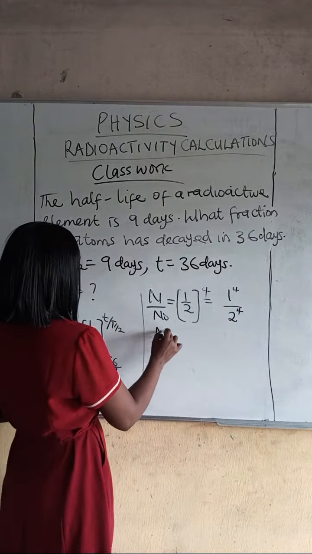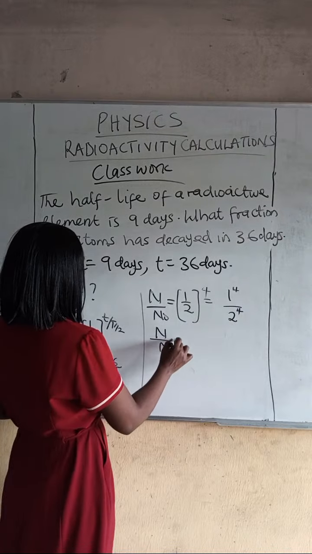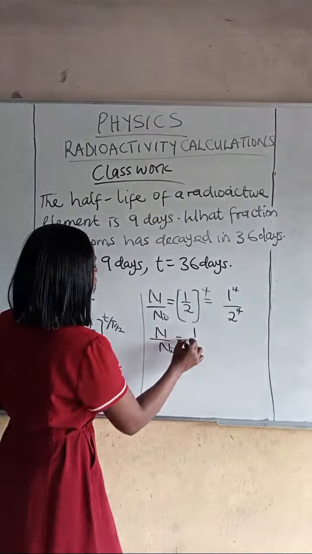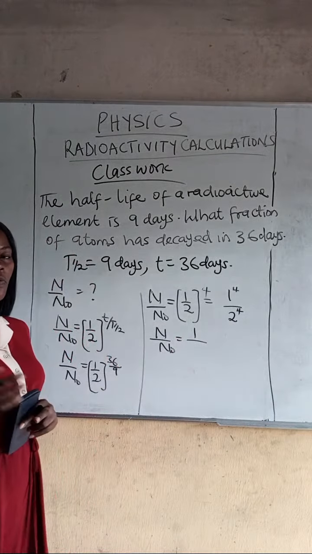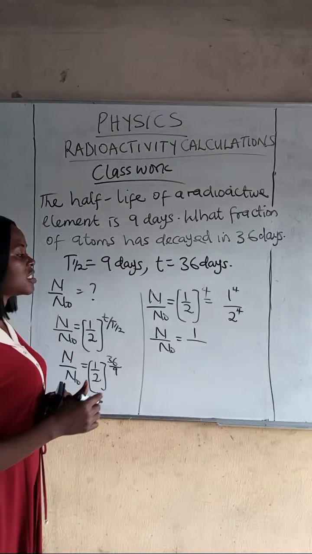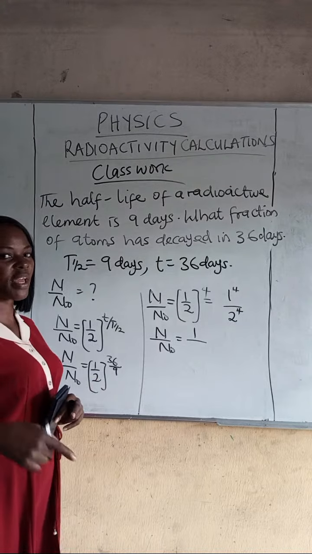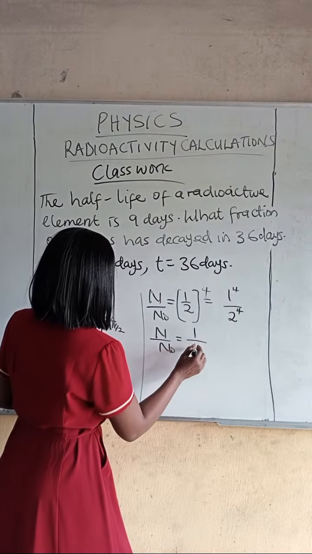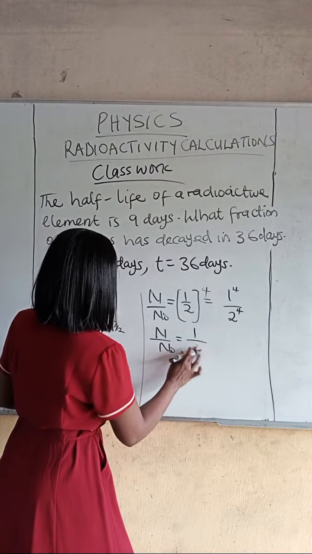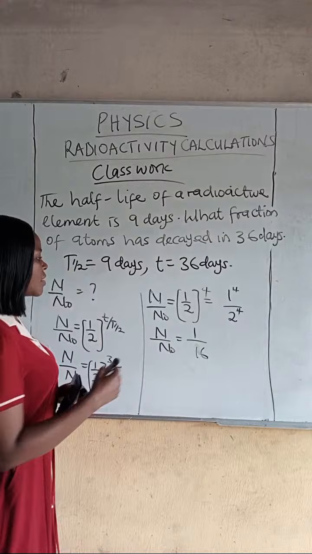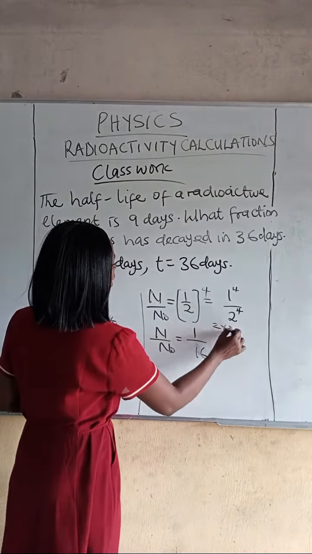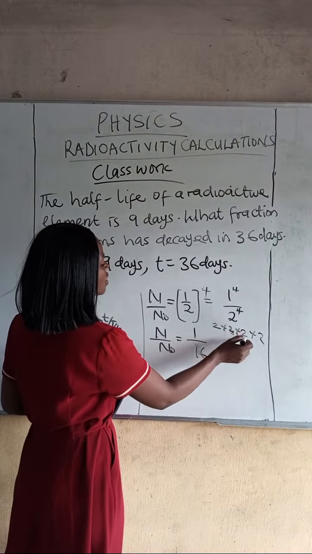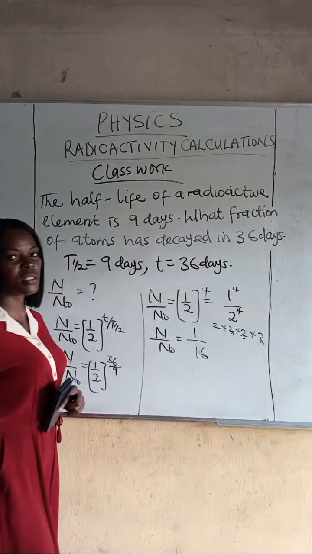Then I have N over N naught is equal to 1 raised to the power of 4, which is 1, and 2 raised to the power of 4 is equal to what? This is the same thing as saying 2 times 2 times 2 times 2, right? Okay, so I have 16. 2 times 2 is 4, 4 times 2 is 8, and 8 times 2 is 16.